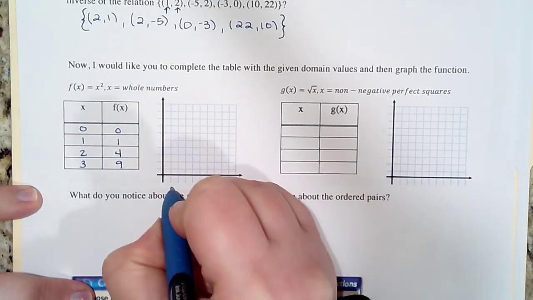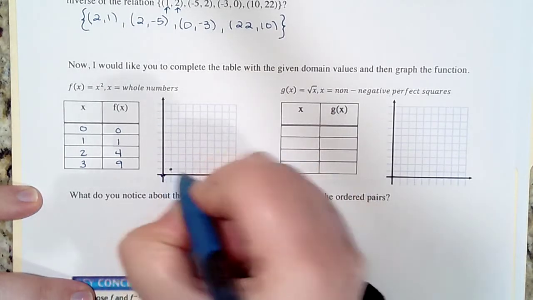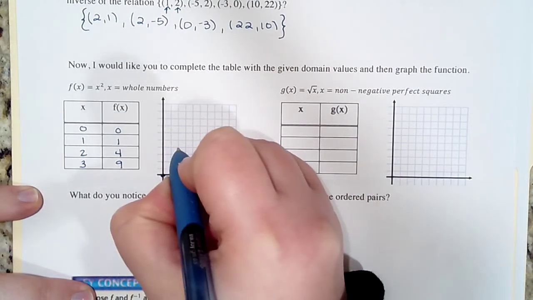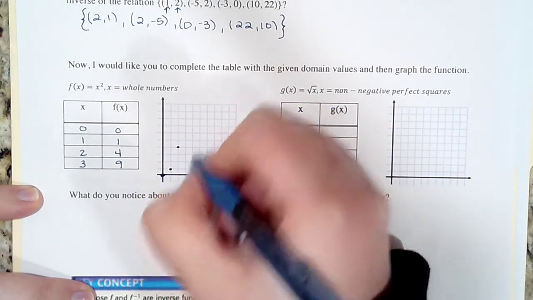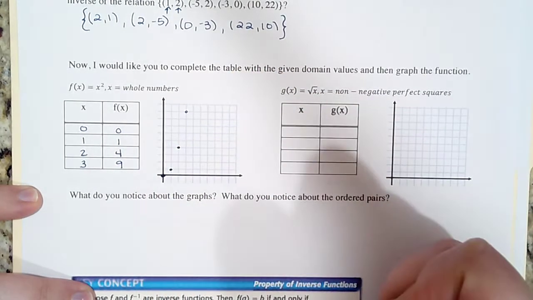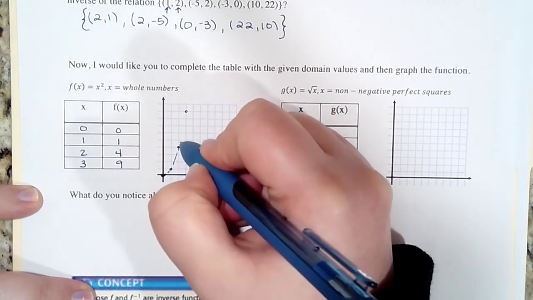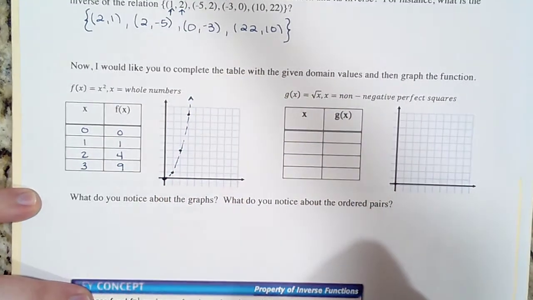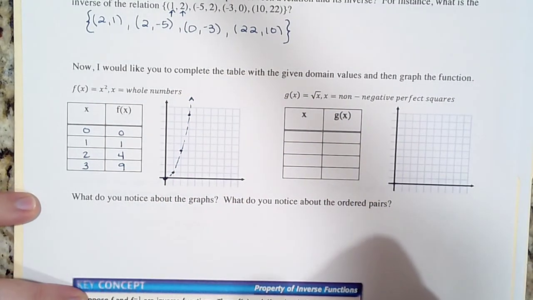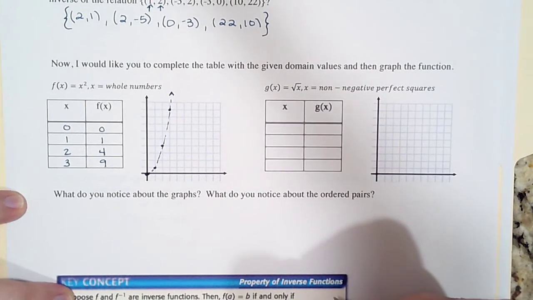Let's start throwing those on our graph. 0 stays at 0. 1 goes to 1, 2 jumps up to 4, and 3 jumps all the way up to 9. And then if we plot this, connect the dots, it's going to look something like half of a parabola, if you can see that a little bit. Now let's jump over to our next graph.